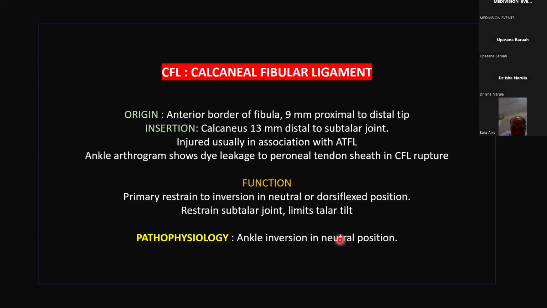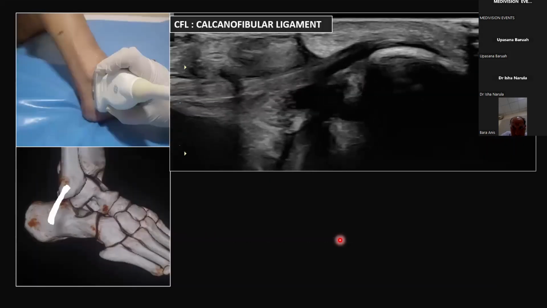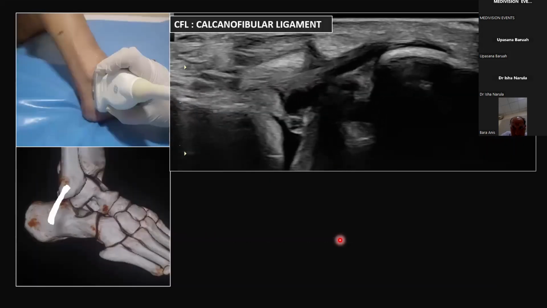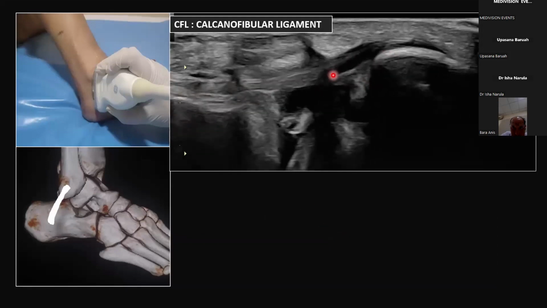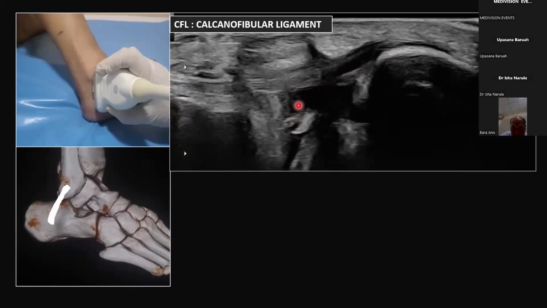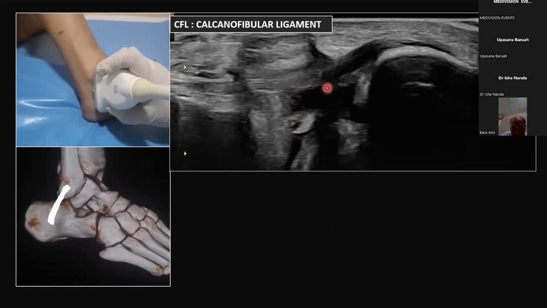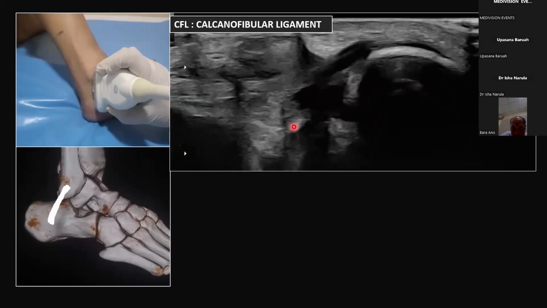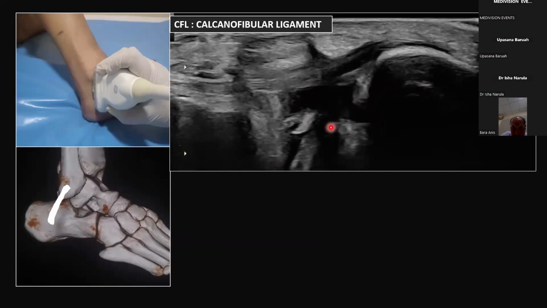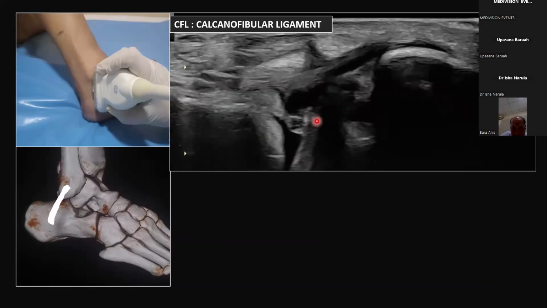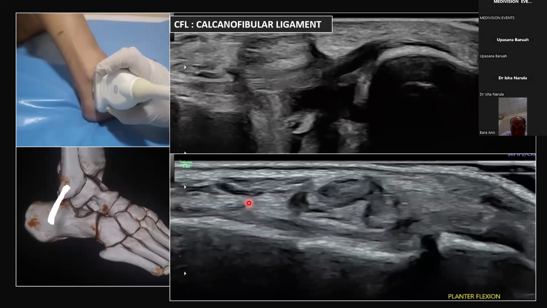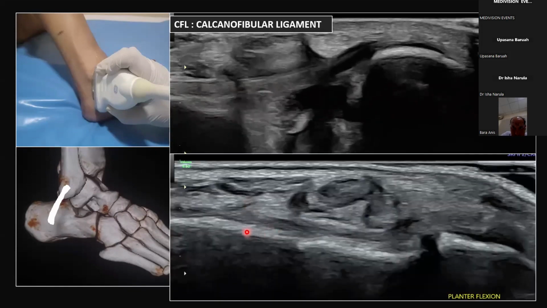Then we have to see the calcaneofibular ligament that passes from the anterior border of the fibula to the calcaneus, about 13 millimeters distal to the subtalar joint. The fibular end is very difficult to see because of anisotropy, but at the same time we have to look at the joint space here, look for effusion or any synovitis, as this site is used for the injection of the subtalar joint. And distally, it passes to the lateral surface of the calcaneus.